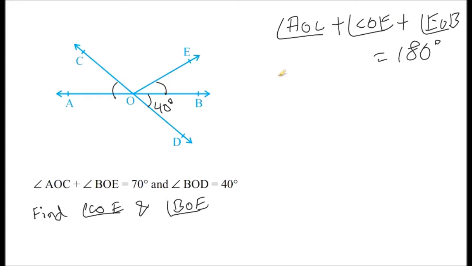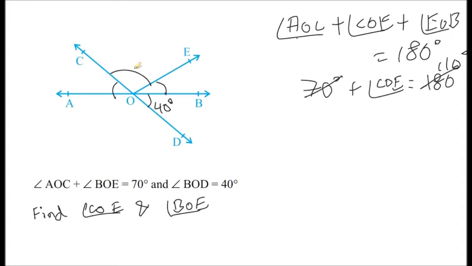But in our question we are given angle AOC plus angle EOB. If we add these two, it is 70 degrees, as given. So directly, 70 degrees plus angle COE is equal to 180 degrees. So angle COE is 180 minus 70, which is 110 degrees. Now we got this angle as 110 degrees, and the sum of these two angles is 70 degrees. So we need to find angle BOE also.